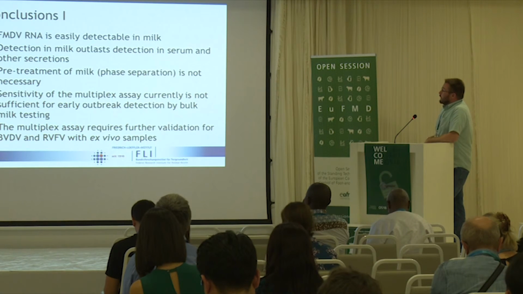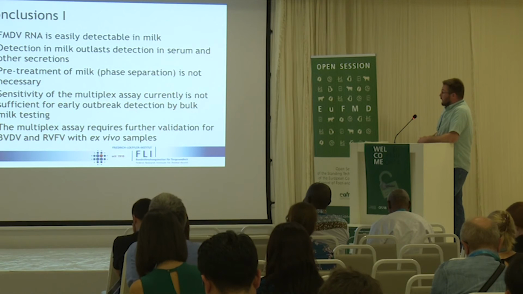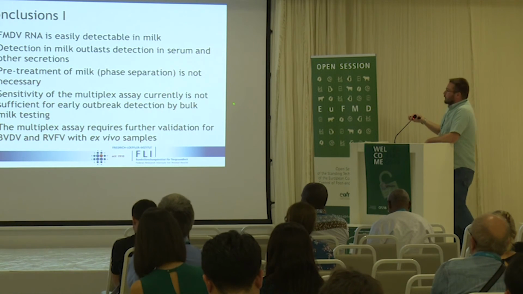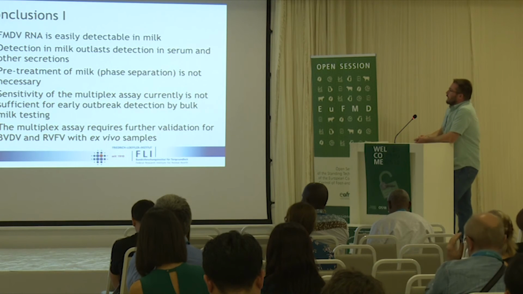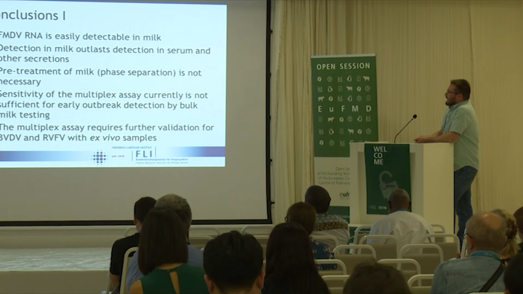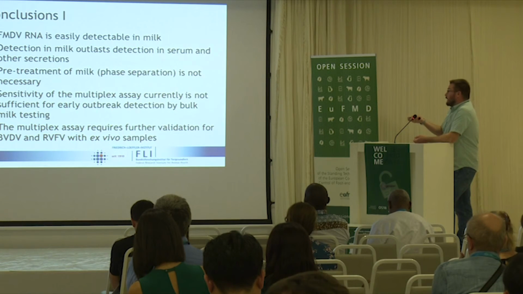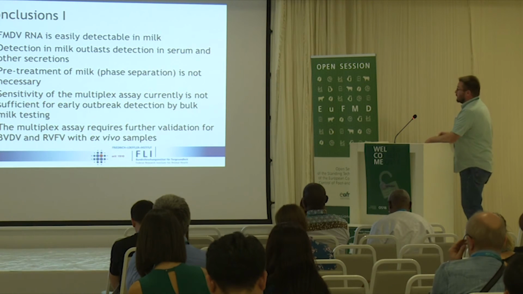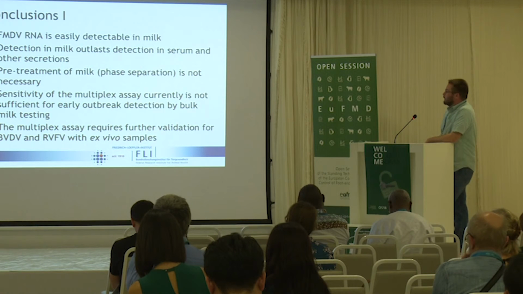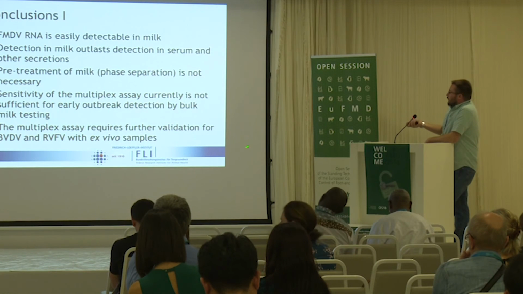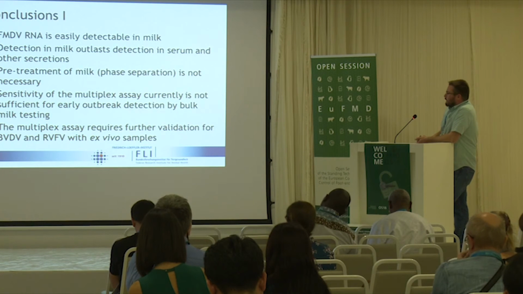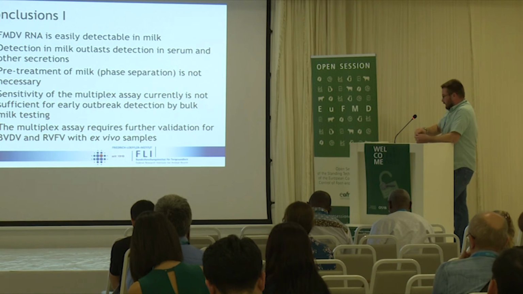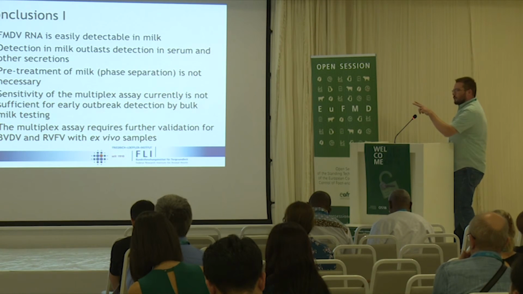So first conclusions here: can easily detect FMDV RNA for a long time. You don't really need to separate the milk beforehand, but I don't think that the sensitivity of our assay right now is sufficient to really be useful for the early detection of an FMDV outbreak in bulk milk, sadly. So I think Bryony's would probably work better for that. As for BVD and RIFT, we still have to do some more real experiments with actual samples to get this done. Do I still have 2 or 3 minutes?